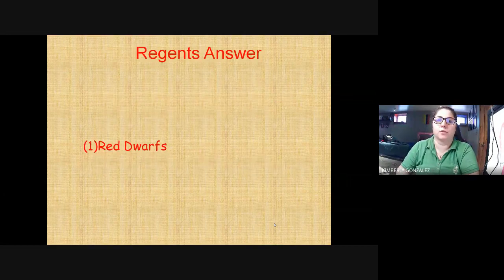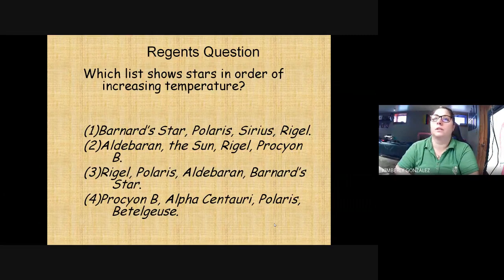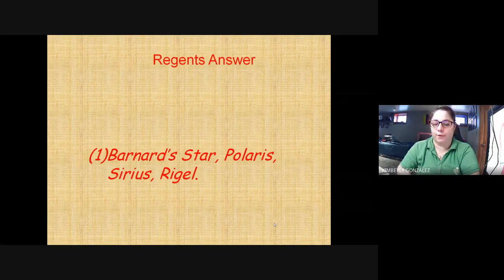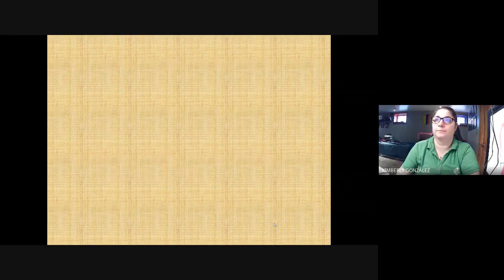Okay, hopefully you guys are pausing this in between and trying to figure them out for yourself. So which list shows stars in order of increasing temperature? The hint for this is find each star and write down what their temperature is. So you'd find Barnard's Star, Polaris, Sirius, Rigel, Aldebaran, Procyon B, and then compare them. When you compare them, you find out that the first one is the answer. Now, again, you're doing this on your own and pausing it in between.